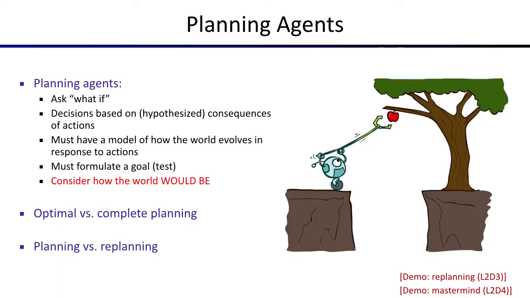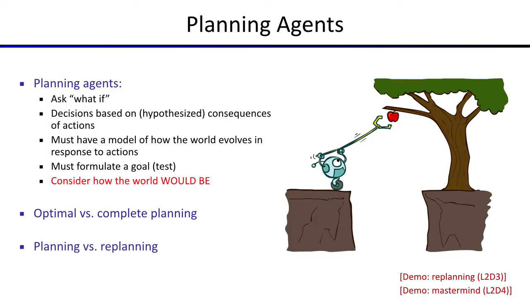It must have a model, of course, otherwise it won't be able to simulate in its head what's going on, and it must have a clear concept of what a goal is. That reflex agent, it didn't have a clearly defined goal as much as just an action as a function of what it sees. What I mean by that will become clear when we talk about the formulation of a search problem.